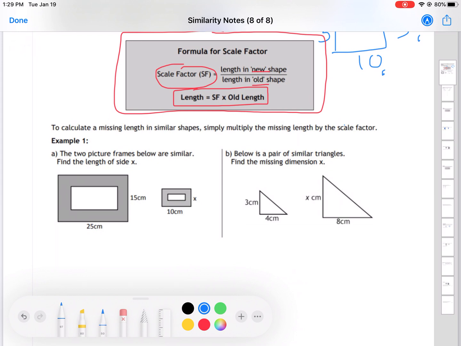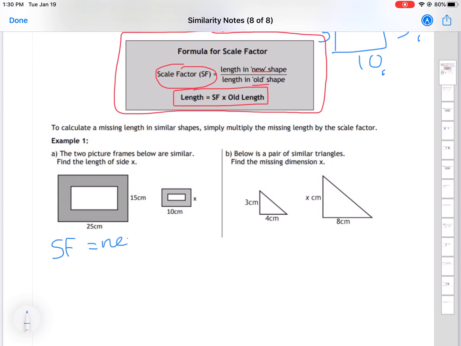So the first step then is to find the scale factor, so SF, and that equals new over old. So what do we have in this case? We have two shapes. This is the new one. So the one that we want to find something out about is the new one, and the old one is the one that we know everything about. So we need to find two matching lengths so that we can use them to mean new and old.